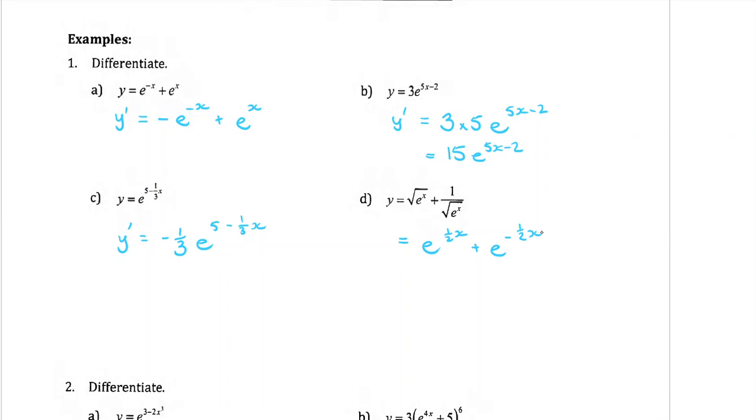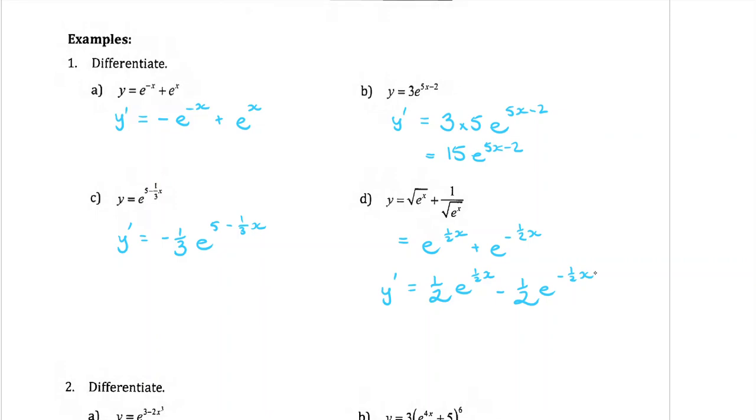Okay, now that we've done some fiddling, let's differentiate it. So y dash equals the derivative of the power, which is a half, comes down the front. Keep the exponential, keep the power. Second one, derivative comes to the front, which is negative a half. E to the negative half x.